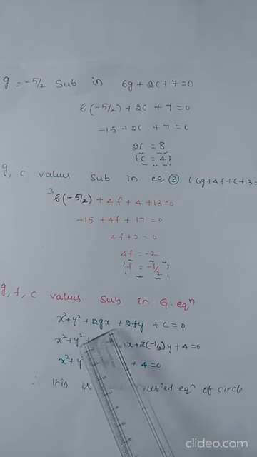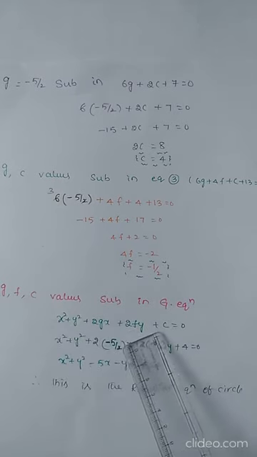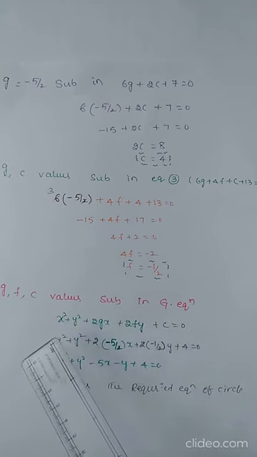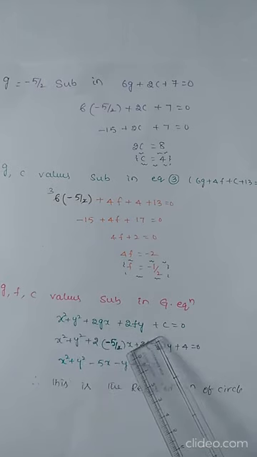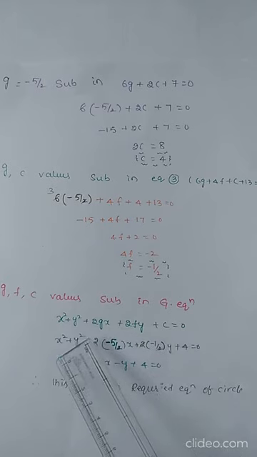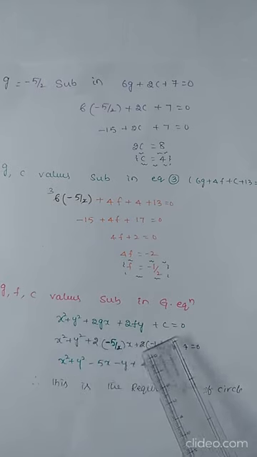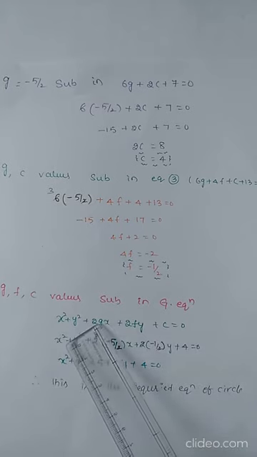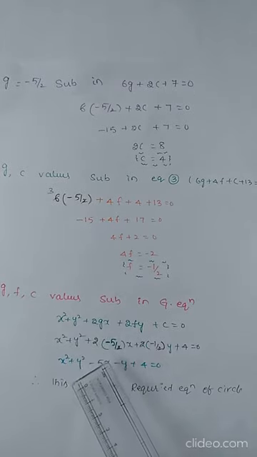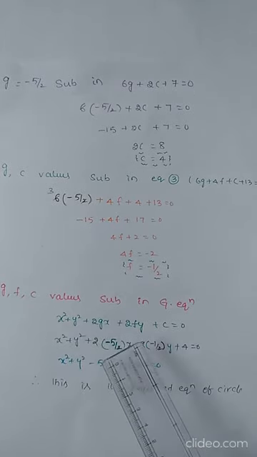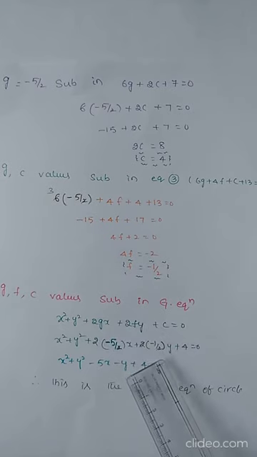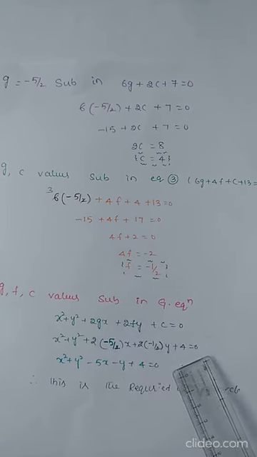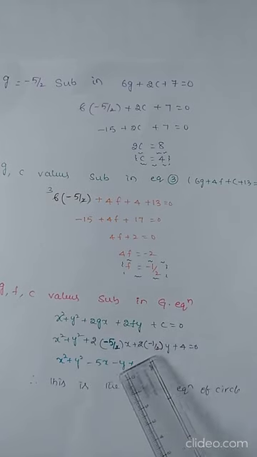x square plus y square plus 2gx plus 2fy plus c is equal to 0. Here the g comma f comma c values are substituted in the general equation. Therefore x square plus y square plus 2 into g, what is the value of g here? Minus 5 by 2 x, plus 2 into f, what is the value here? Minus 1 by 2 into y, plus c, that means 4, is equal to 0. 2 2s are 4.